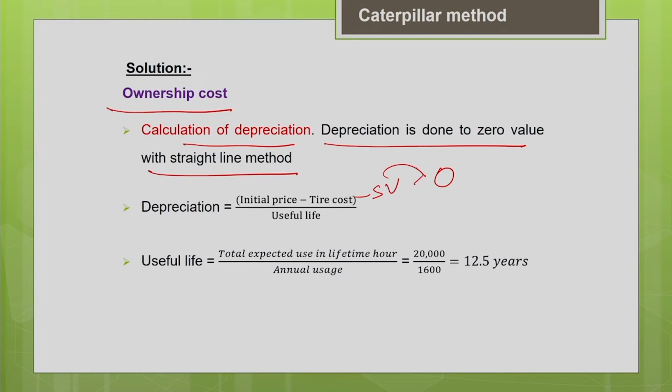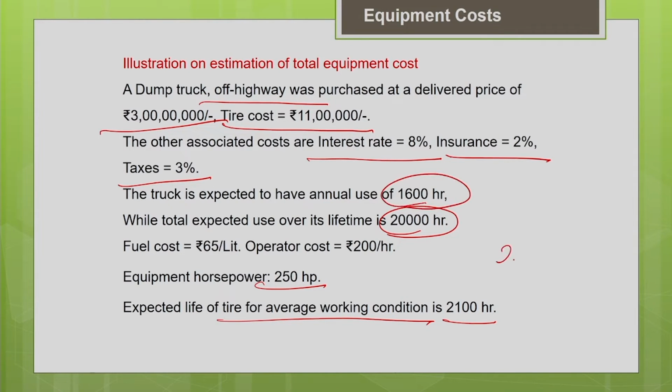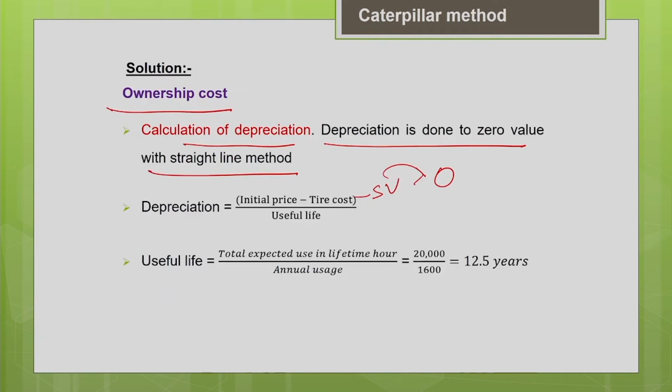How to find the useful life of the machine? They have given you the total expected use of the machine over its lifetime. It's given in the question, so you can recollect. The total expected use of the machine over its lifetime is 20,000 hours. And the annual use of the machine every year is 1600 hours. So if you divide both, the total lifetime use in hours, 20,000, by the 1600 hours used every year, this will give you the useful life of the machine in years, 12.5 years.